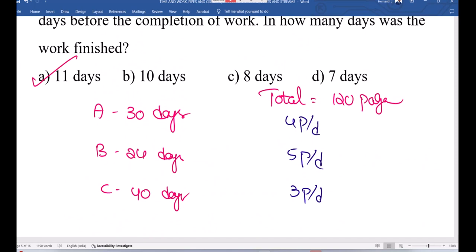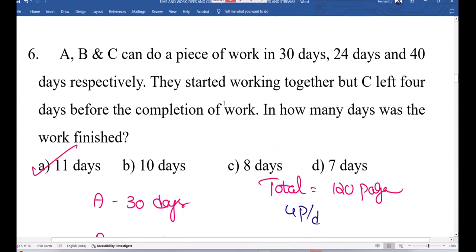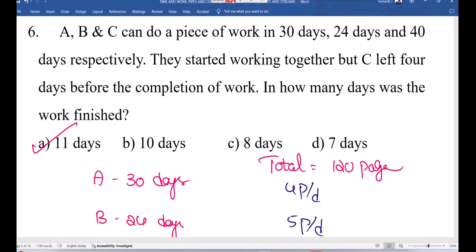Sometimes they'll ask the question, after how many days he left the job. If that is the question, the answer will be 7. After how many days he left the job means 7 days. We can answer likewise.